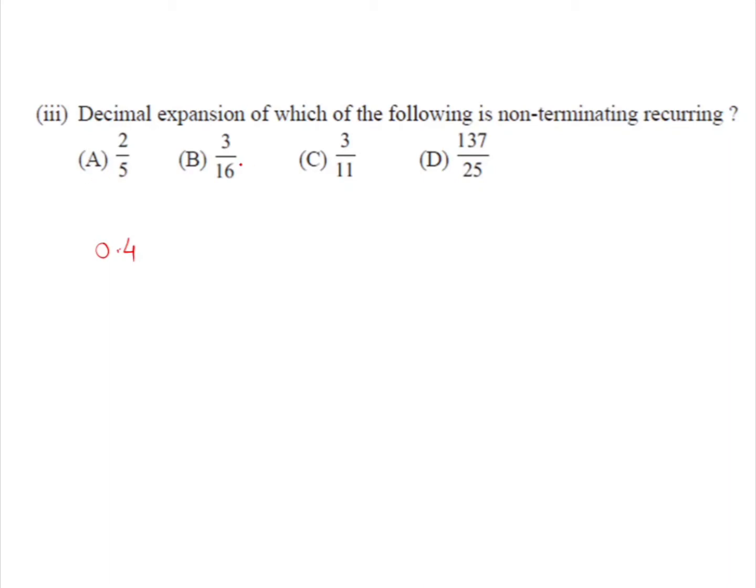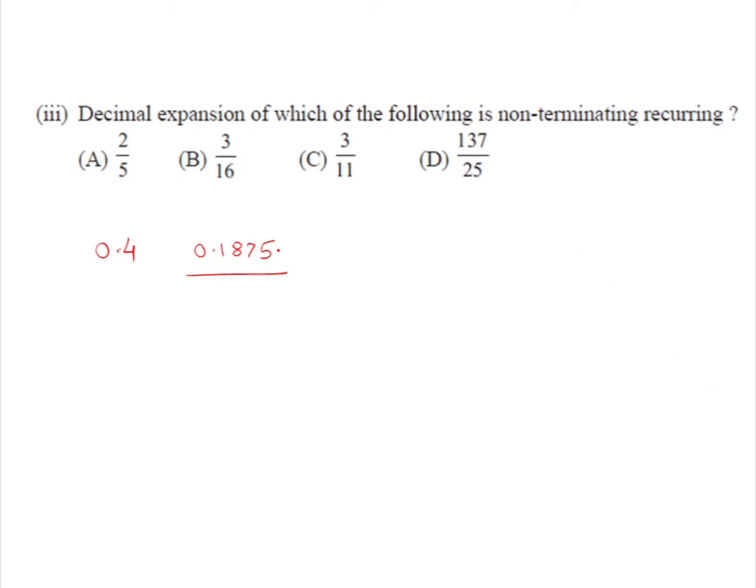If we have the next alternative, that is, if we have to divide 3 by 16, we get the decimal form 0.1875. So in this case also we get remainder 0. That means this decimal form is also the terminating type.